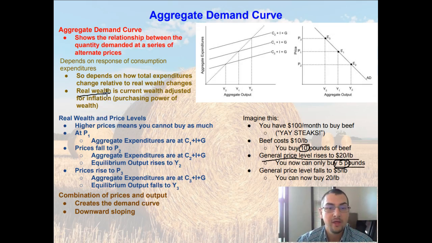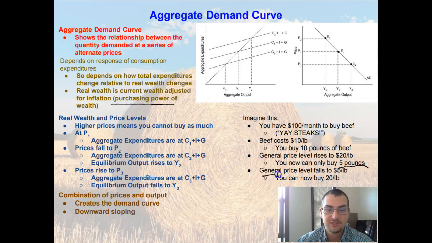Our real wealth fell because we can't buy as much. Now our nominal wealth, our current income, hey, that didn't change. But the amount that we could buy with that current income did. So now we have a decrease in the amount that we could buy. So our purchasing power fell.